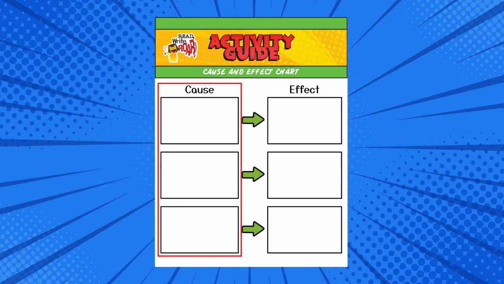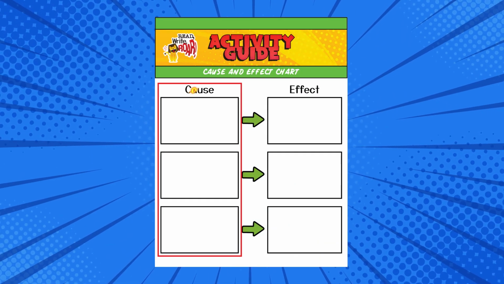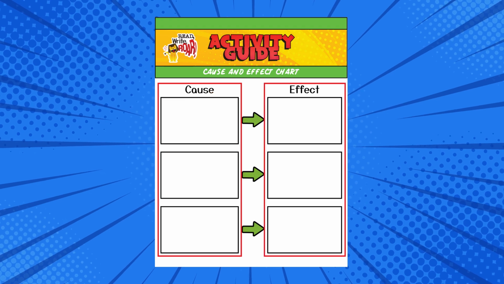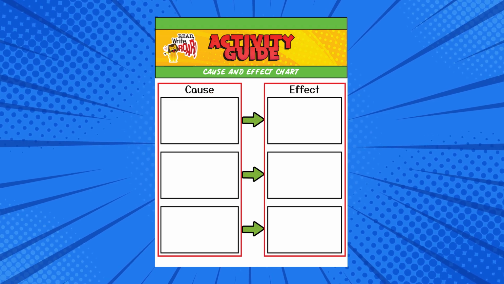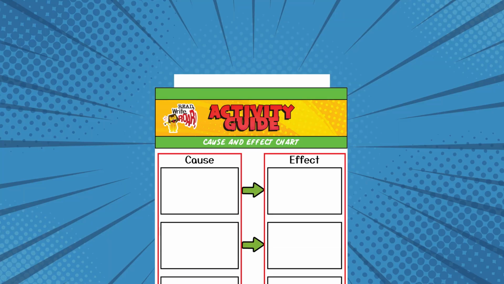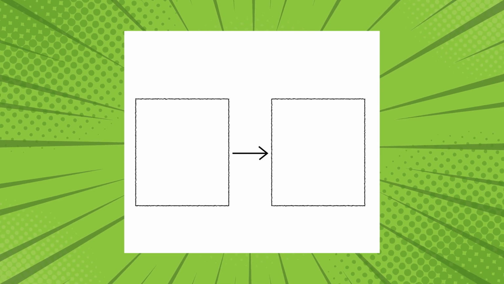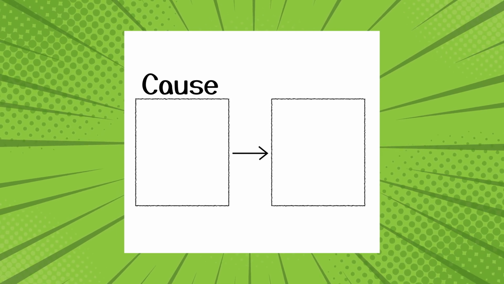This chart will help us organize and better understand what we are learning. In this column of the chart, we will put a cause, and in this column, we're going to put the effect. Remember, a cause is why something, the effect, happens. You can make your own cause and effect chart. You just need any piece of paper. Draw two rectangles next to each other with an arrow pointing from one to the other. Label the one on the left the cause and the one on the right effect.